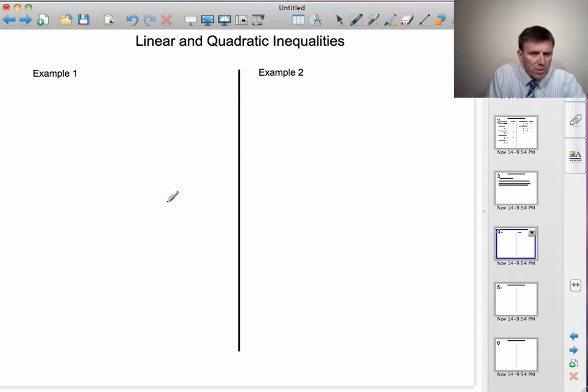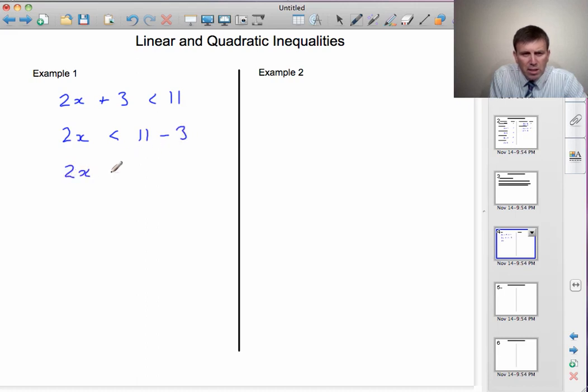3 examples. First of all, let's solve 2x plus 3 is less than 11. Now, treating this just like an equation, 2x plus 3 equals 11, what we would do is take the 3 to the other side. So we carry on in that vein, but this time it's a less than sign, not an equals. 11, and when I take the plus 3 to the other side, it becomes minus 3. So 2x is less than 11 minus 3 is 8.